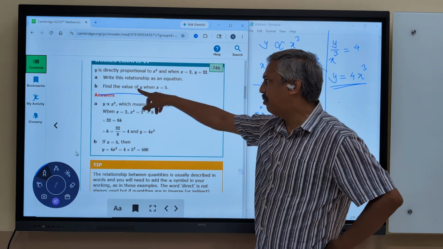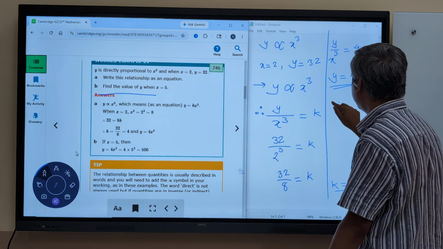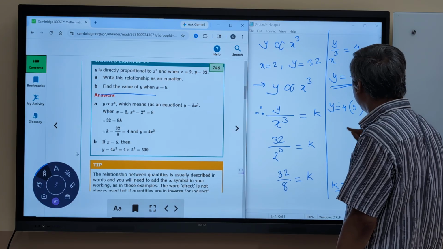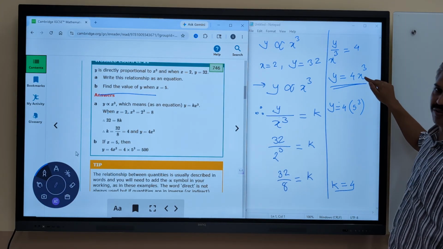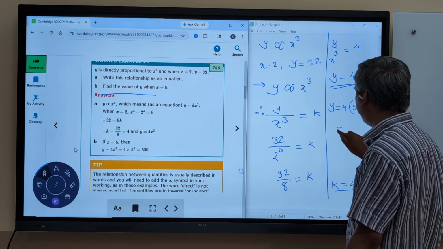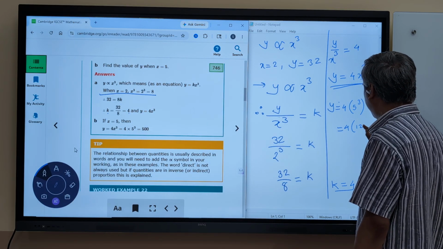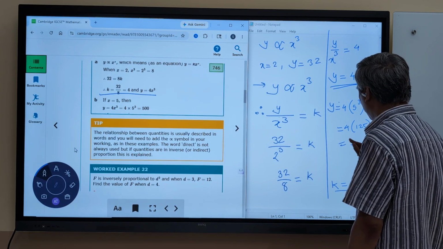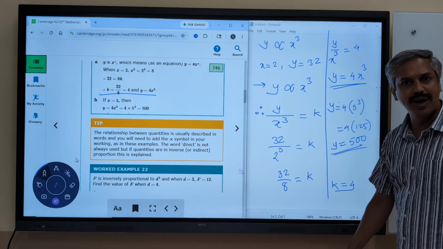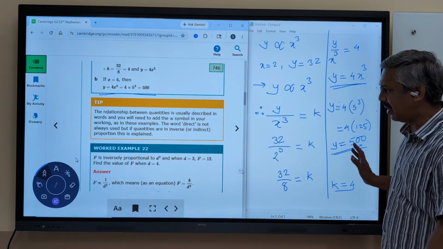Now find the value of y when x is equal to 5. So if x is equal to 5, y is equal to 4 into 5 cube. We'll put x is equal to 5 here. So if it was x cube, it will be 5 cube. 5 cube is 125. 4 into 125 is equal to 500. Y is equal to 500. And we got this value.